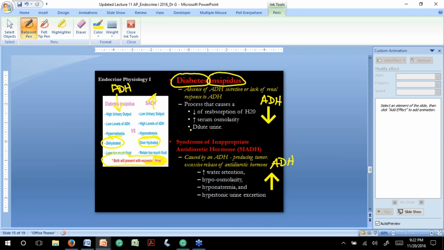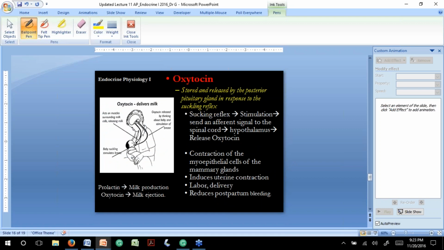So here we have hypertonic urinary excretion, increased water retention, hyposmolarity, and hyponatremia. And the reason for the thirst is because of this overhydration, because fluid is going to go somewhere else, so you have edemas all over. Dehydration is when, for example, the fluid is out of the circulatory system. That is the definition of dehydration.